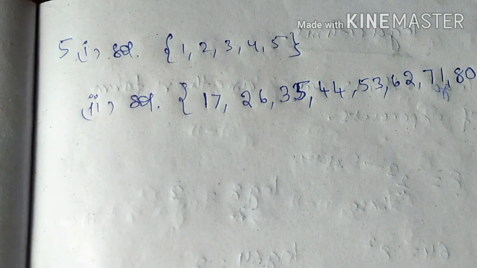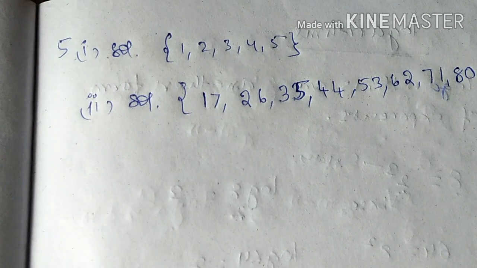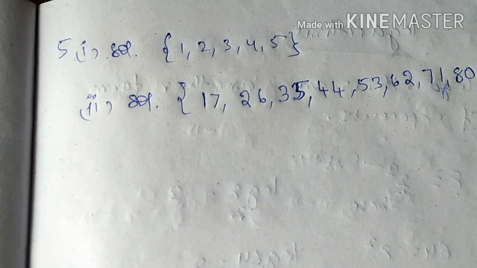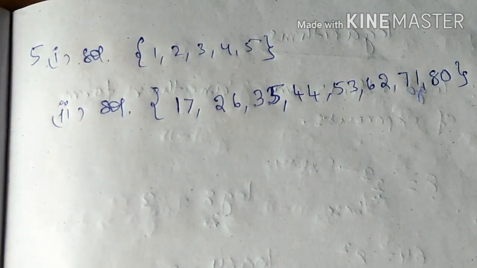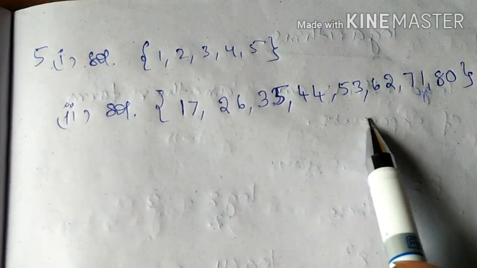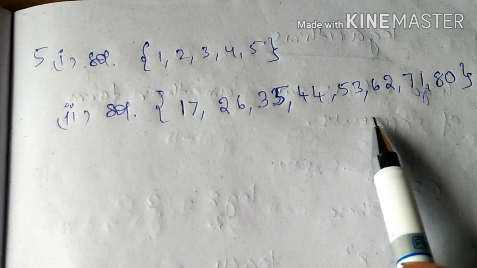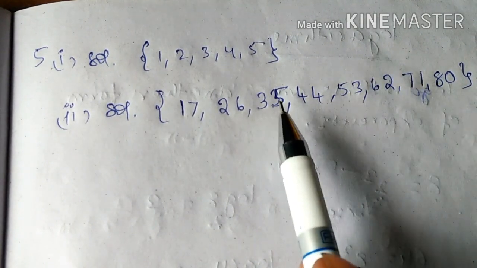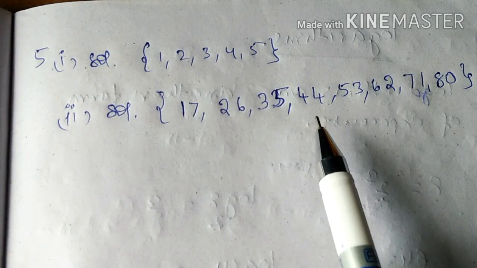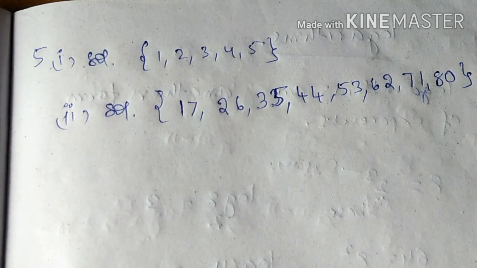Next, coming 81, it is 8 plus 1, 9. 82, 8 plus 2, this is 10. So no more numbers whose sum of two digits is equal to 8. So these are the elements present in the set of two digit numbers whose sum is equal to 8. Okay. Next question.